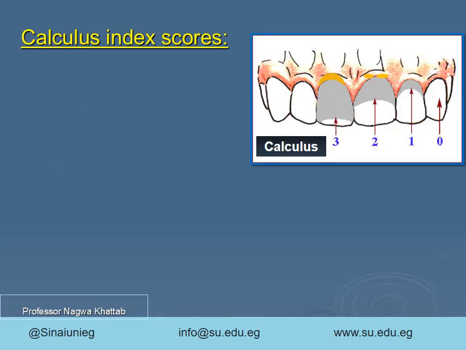Calculus index, the same as the debris index, but here we have 2 types of calculus, supragingival and subgingival. For supragingival calculus, the same as debris: no calculus, less than 1/3, between 1/3 and 2/3, more than 2/3. In score 2, we also add individual flecks of subgingival calculus. Here, a continuous band of subgingival calculus.